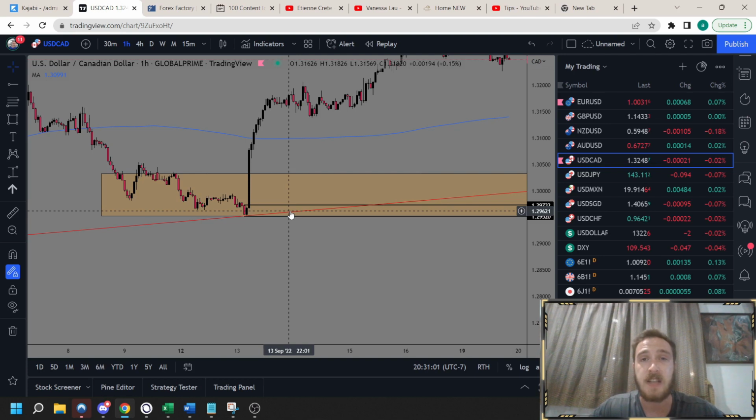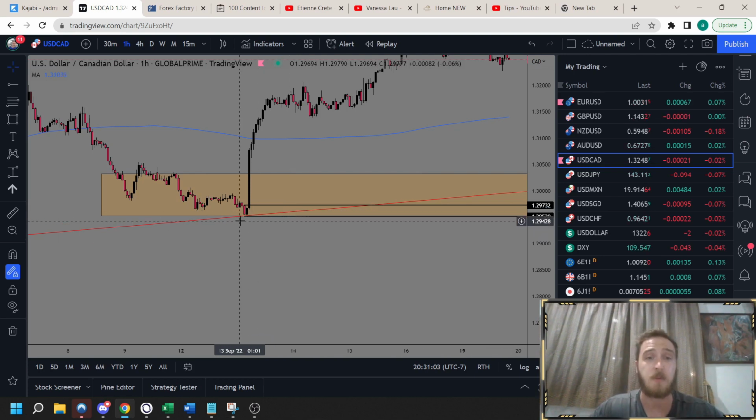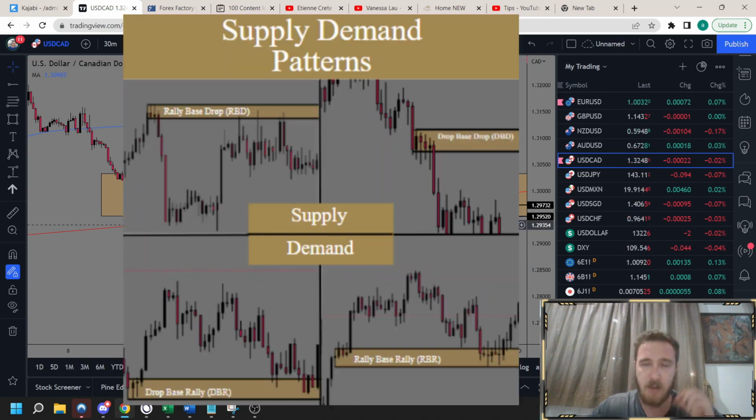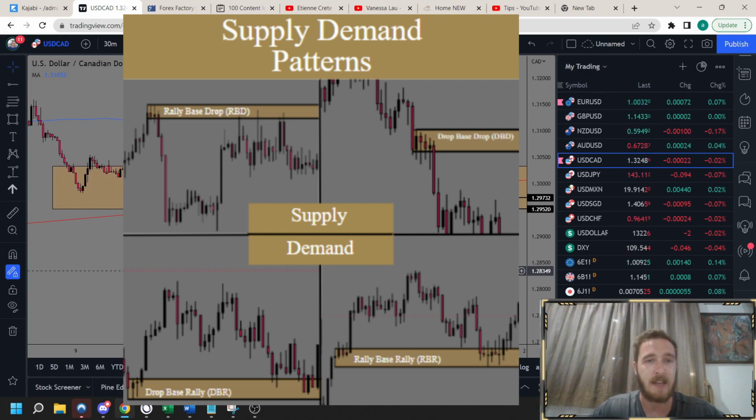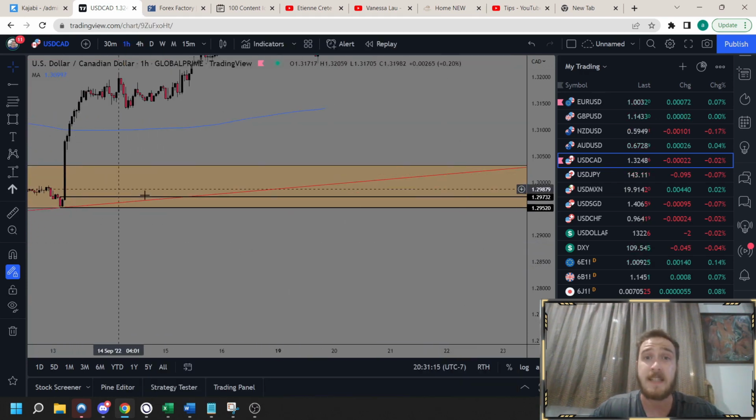We're buying inside higher time frame demand. We're trading in the trend. We're buying at the very extreme as well. Drop-base rallies and rally-base drops work a lot better than the continuation patterns, the rally-base rally and the drop-base drop. That would be the set and forget.